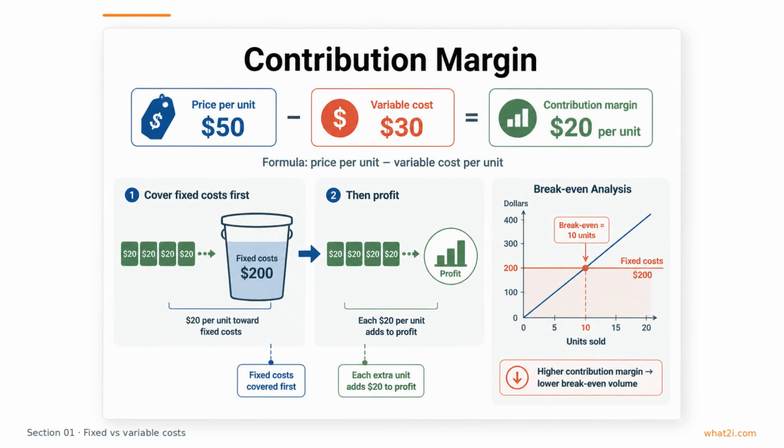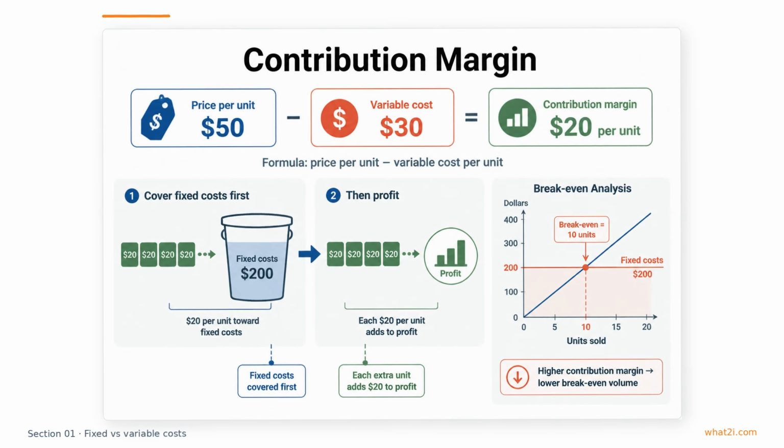Contribution margin tells us how much one additional sale contributes toward covering fixed costs and, after that, toward profit. The formula is simple: price per unit minus variable cost per unit. If a product sells for $50 and costs $30 in variable cost, the contribution margin is $20. That $20 does not become profit immediately if fixed costs are still uncovered. It first helps pay rent, salaries, leases, and other fixed obligations. Once fixed costs are fully covered, each additional unit contributes much more directly to profit. So a higher contribution margin means the business reaches break-even sooner and benefits more from extra volume.